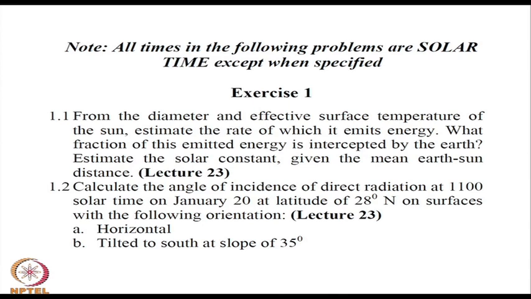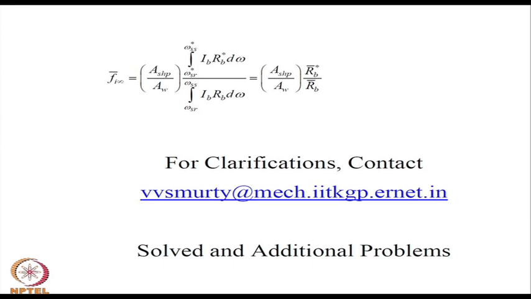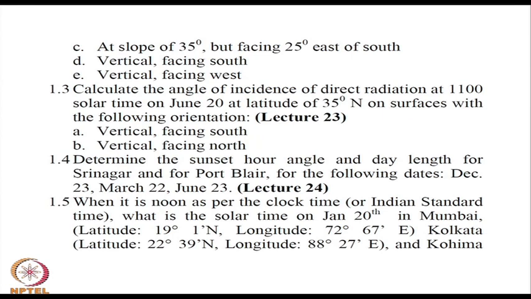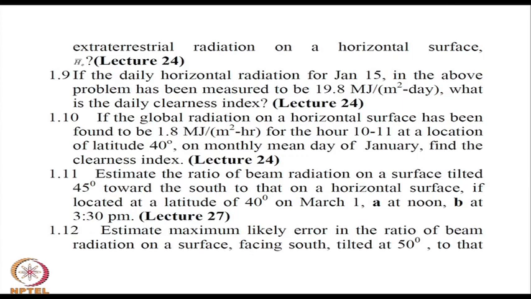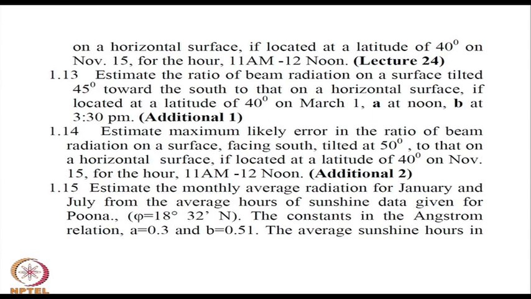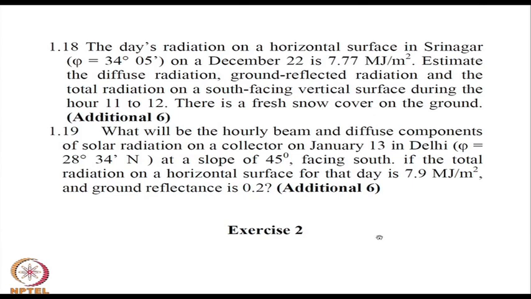So, first from the diameter of the effective sun, etc., we have made calculations. Different angles of incidence, these are all under exercise 1. Then direct radiation, sunset hour angles show essentially the difference between the days and how latitude affects these things. And similarly, the day lengths are calculated here. So, up to 1.12, I think I have solved. And 1.13 to 1.17, 18, 19, these are the additional problems, you can solve them. But let me also tell you, the methods to solve these problems are available when we solved F chart and phi bar F chart problems.